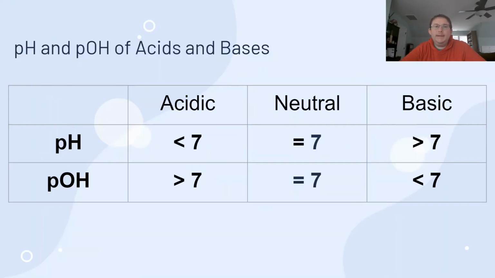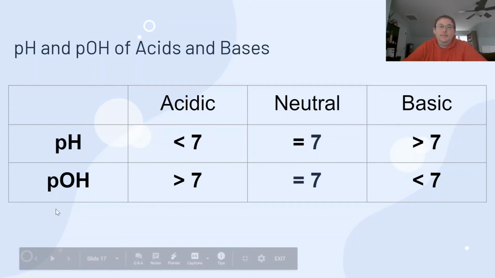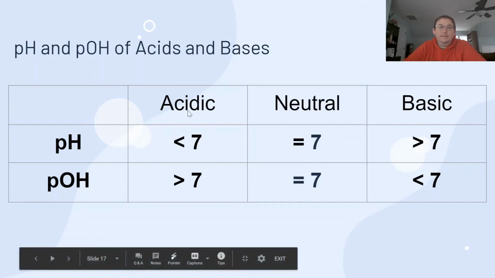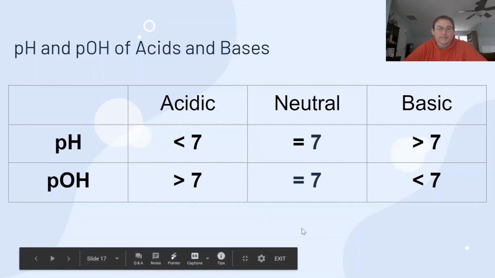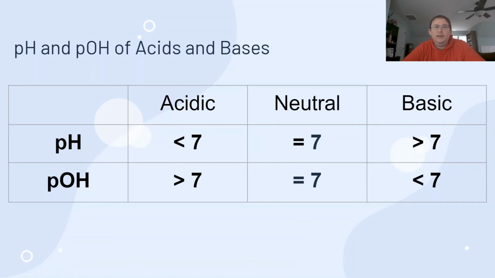So this is a chart that would be very important for you. So I would go ahead and pause this video and copy this chart down. This is just talking about pH and pOH and what it has to do with acidic, basic, or neutral solutions. So we see here, like I mentioned before, that pH is less than 7 for acidic solutions and greater than 7 for basic. pOH is greater than 7 for acidic solutions and less than 7 for basic solutions. And pH and pOH are going to be equal to 7 for neutral solutions. And again, all of this is true at 25 degrees Celsius as mentioned in the previous video.